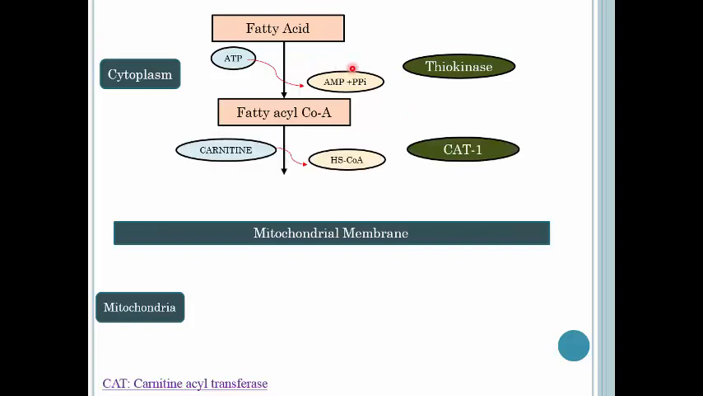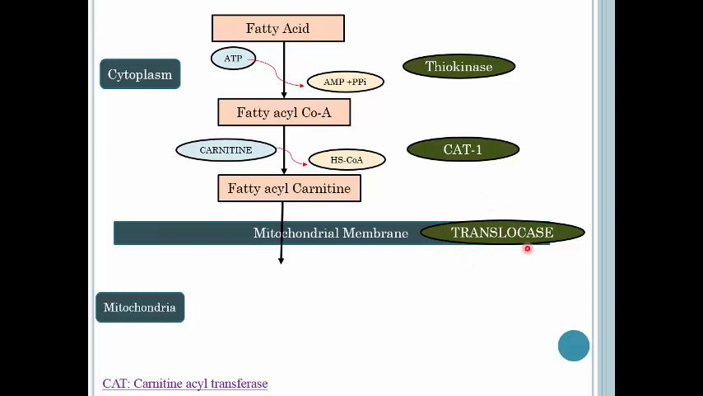The next step is with the help of carnitine and the enzyme carnitine acyl transferase 1. Carnitine, that means this peptide. Acyl, that is transfer of acyl. So that's why the name of the enzyme is carnitine acyl transferase 1. So carnitine will be transferred to the acyl, so it will form fatty acyl carnitine. Now this molecule can easily enter the mitochondrial membrane with the help of the enzyme translocase, which is embedded in the mitochondrial membrane. So now fatty acyl carnitine has entered into the mitochondria.